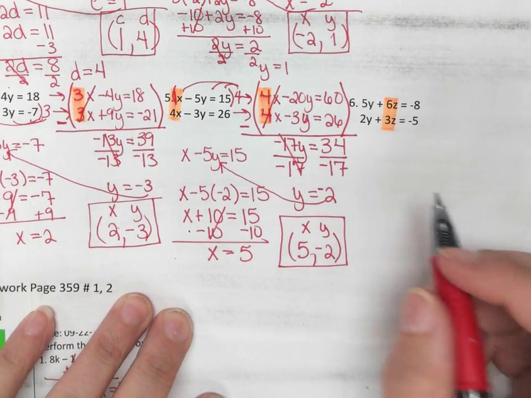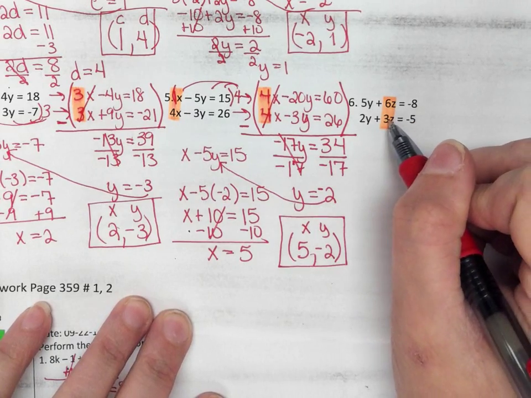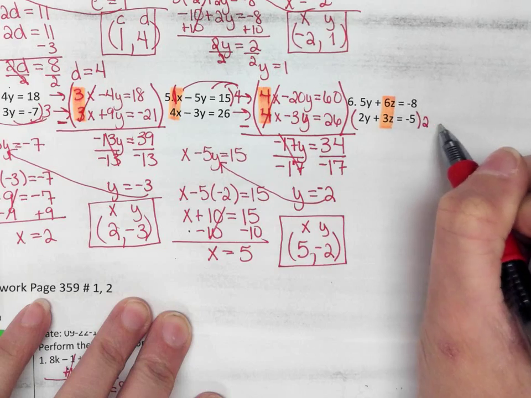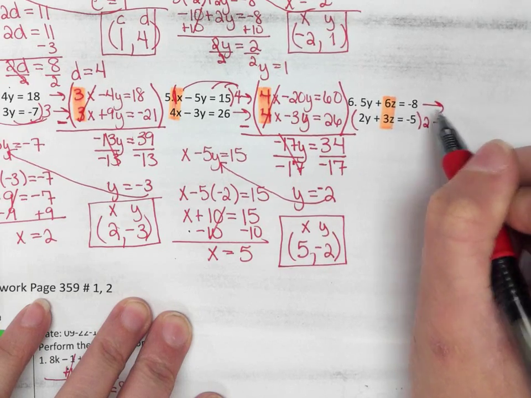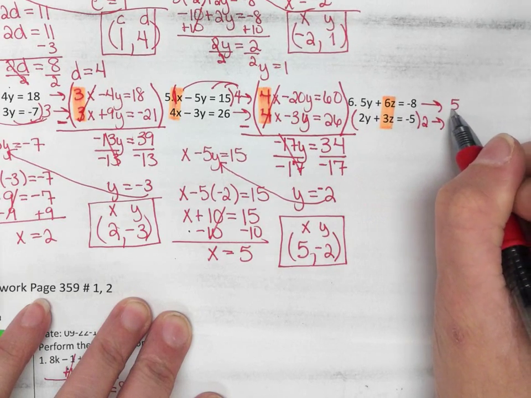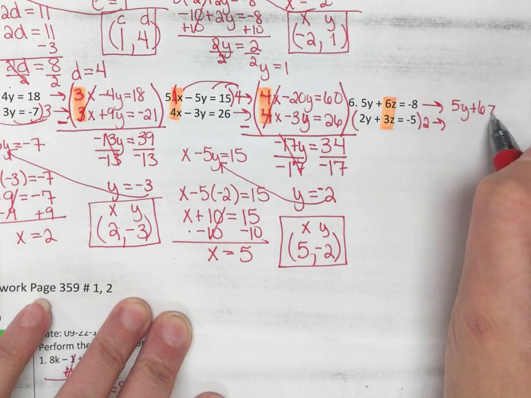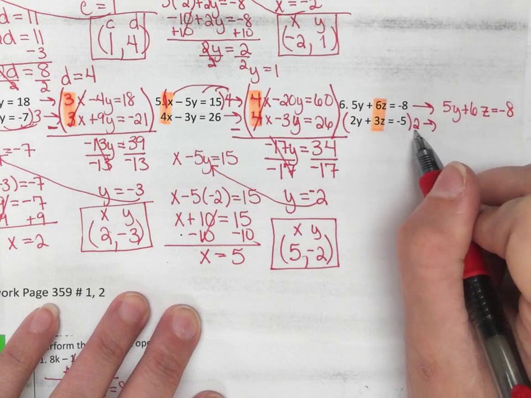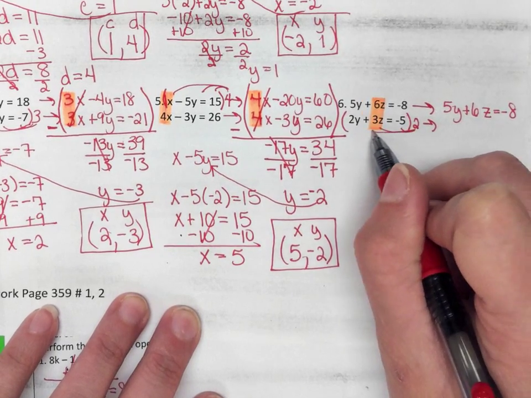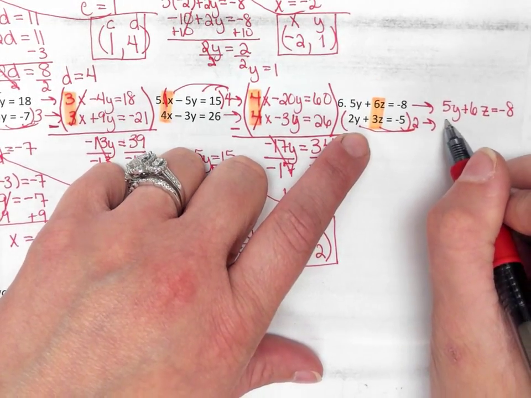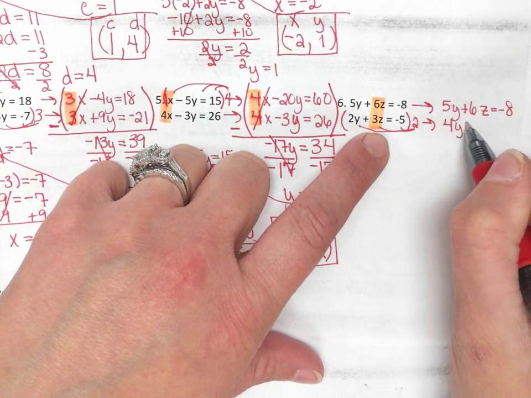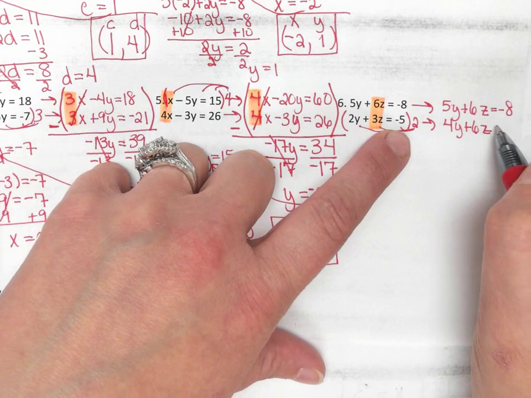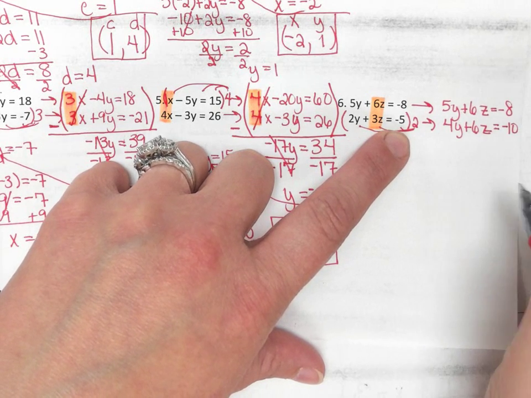Alright, so you should have paused it. You should have been working this on your own. So I can make 3 become the same as 6 by multiplying the bottom by 2. So I'm not going to do anything to the top. I'm just going to rewrite the top. Alright, but the bottom I'm going to multiply everything by 2. So 2y times 2 is 4y. 3z times 2 is 6z. You see how those 6's are the same now? And then negative 5 times 2 is negative 10.